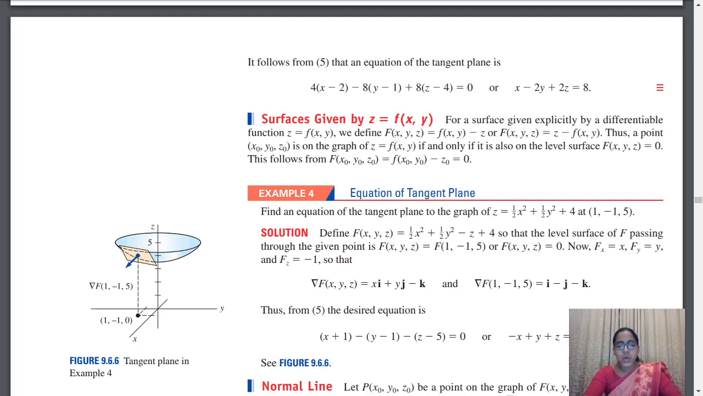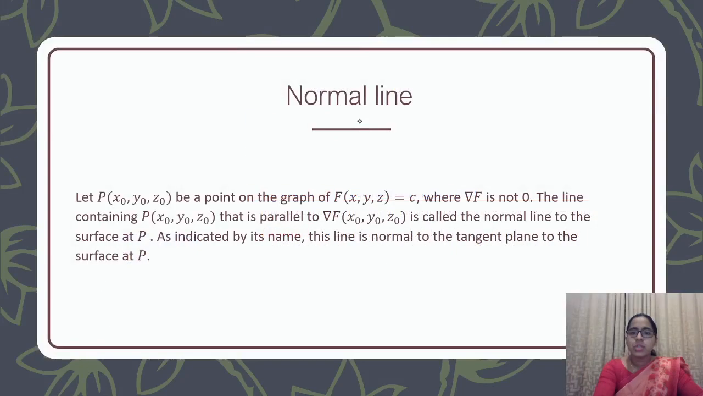So that is how we can find the equation of the tangent planes. Previously we had done this to find the equation of a tangent line. Now we are doing it in the 3D case, that is, we are finding the equation of the tangent plane. So I hope it is clear. Now we'll move on to the definition of the normal line.